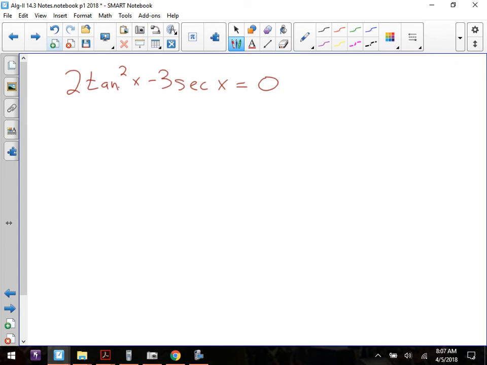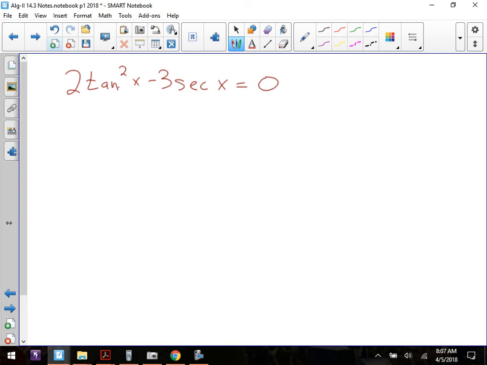I need to be able to rewrite something in terms of the same trig value. In this case, I have tangent squared and secant. It just so happens there's a Pythagorean identity with tangent squared and secant. I know, right? It's convenient. So how can I rewrite tangent squared?